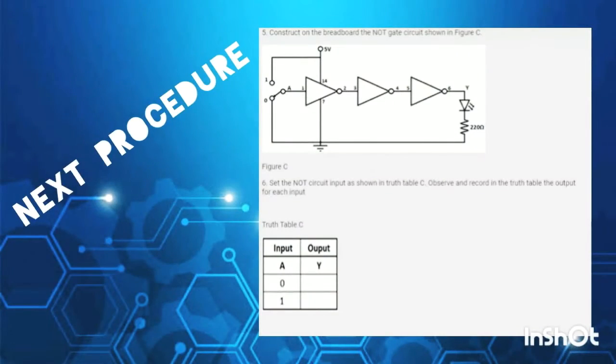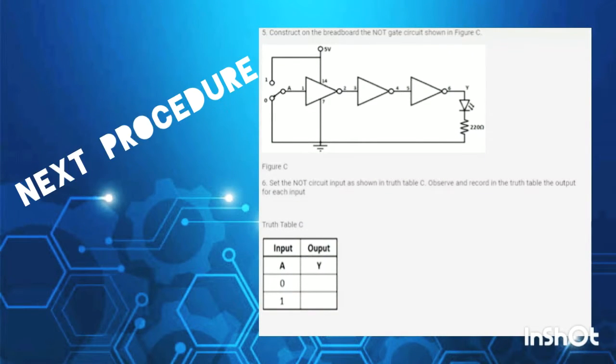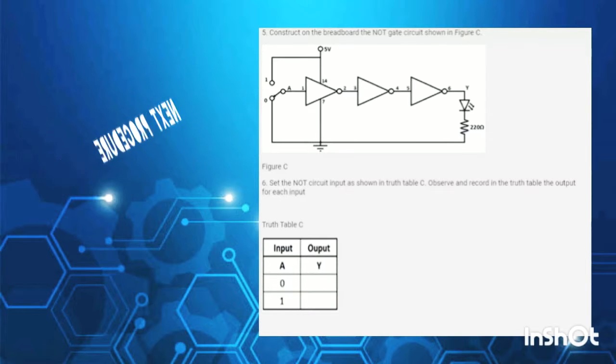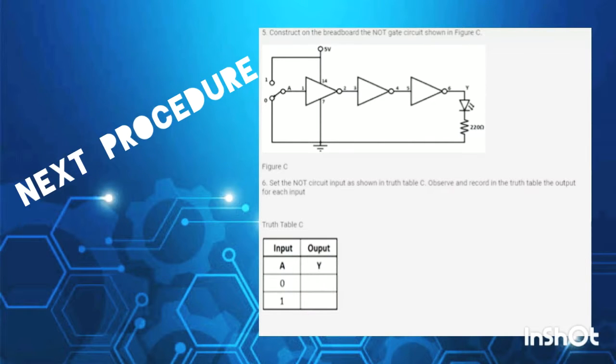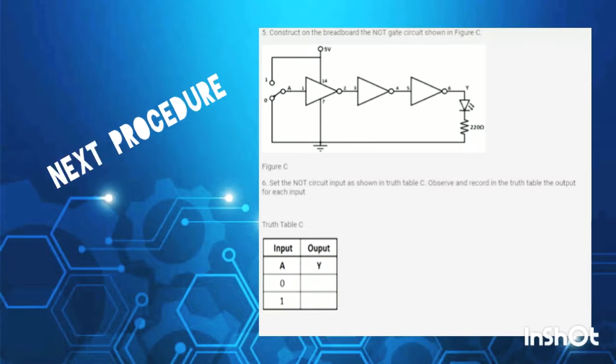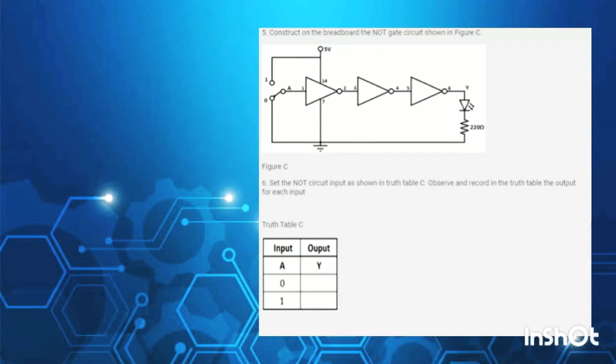The next procedure is to construct again on the breadboard the NOT gate circuit shown in figure C. Here we have 3 inputs and 3 outputs. Then, observe and record in the truth table the output for each input.